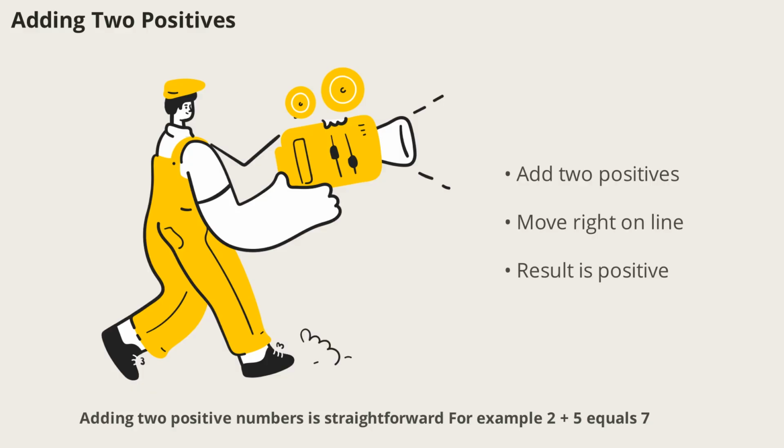Adding two positive numbers is straightforward. For example, 2 plus 5 equals 7. On the number line, you move right. This is the most familiar operation and helps reinforce your understanding of positive numbers.